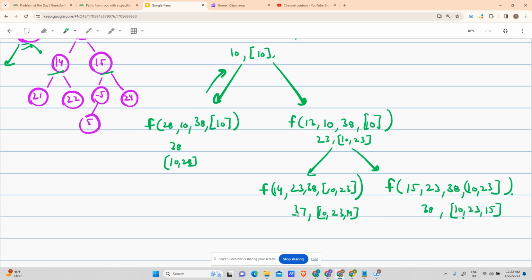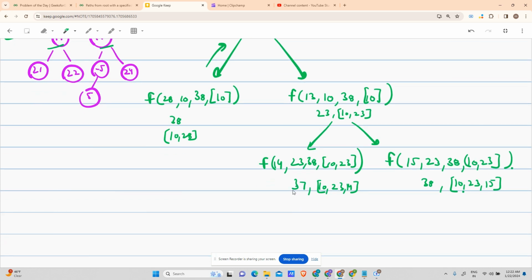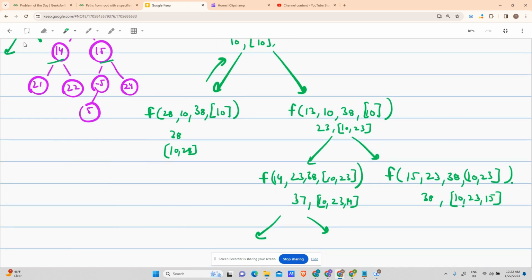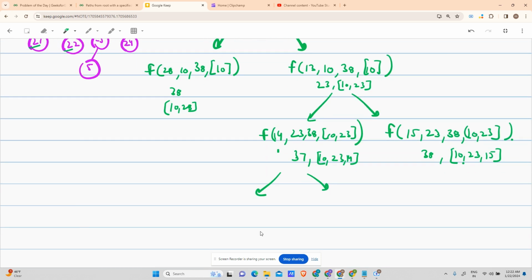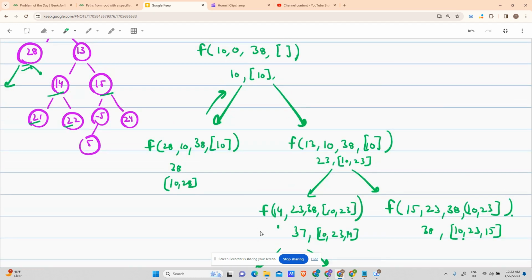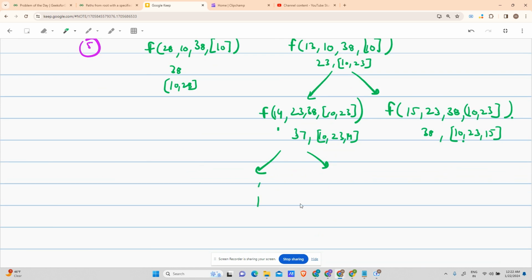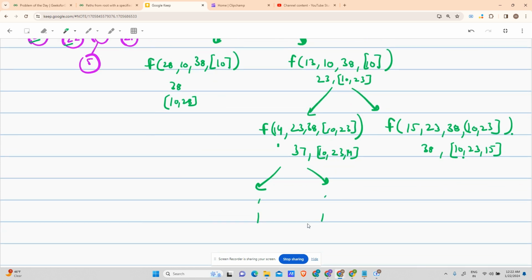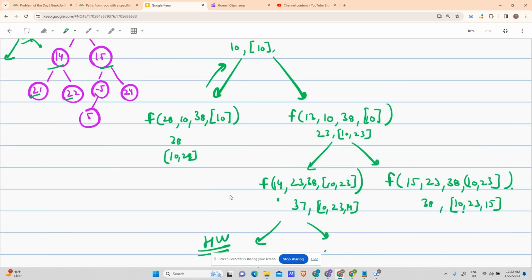For the 14 one, I will observe that 37 is not the target. So it will also make two calls, for 21 and 22, and it will be the same as this one, but I'm not drawing it because of lack of space. I can extend it here, but I think we have got the hang of what we are doing. You can draw the subtree, and I've provided this as your homework: complete the subtree. It's not very difficult for you.